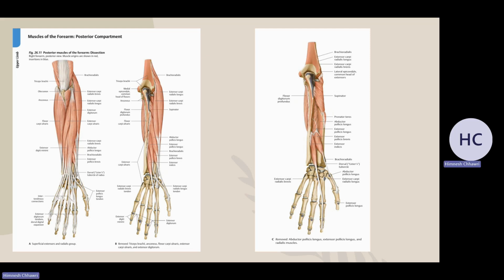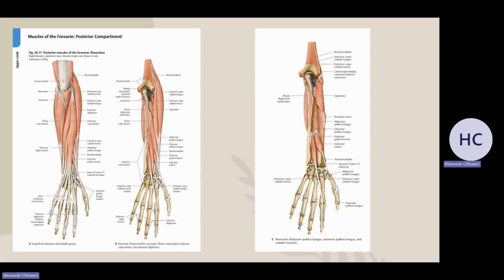Then we have the extensor carpi ulnaris muscle. What was the insertion of flexor carpi ulnaris? Fifth metacarpal. Correct. Metacarpal, don't say digit. Fifth metacarpal. So the insertion will be the same: fifth metacarpal. Origin is the lateral epicondyle. Obviously, since it has ulnar in its name, the ulnar head will also be there: posterior surface of ulna. That's it. Easy to remember. Very good.